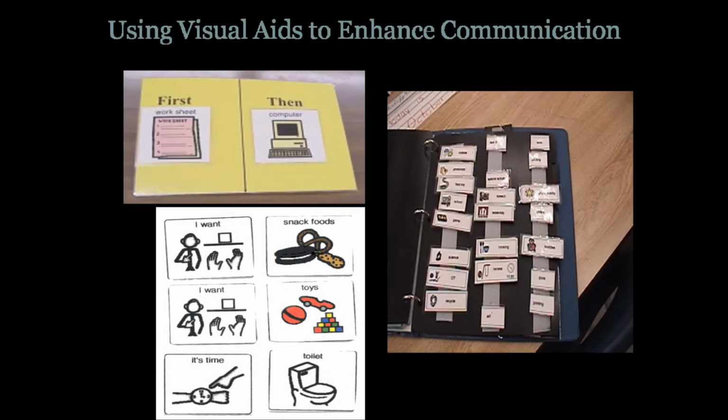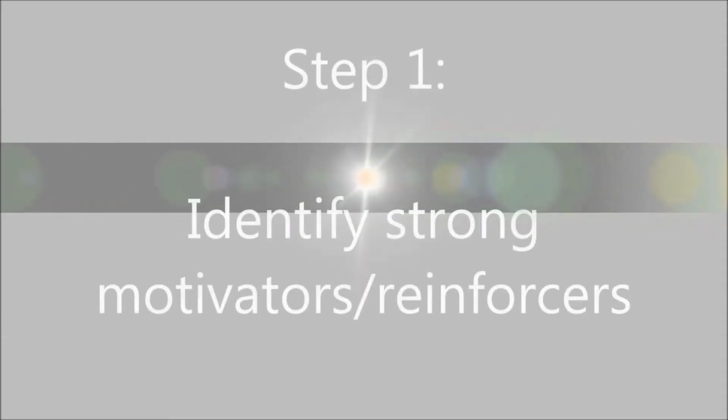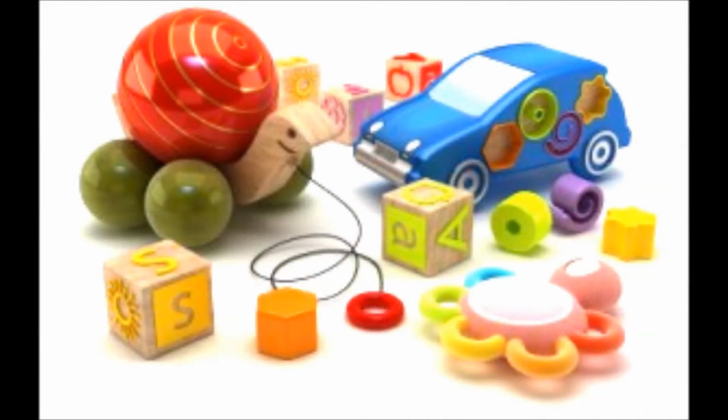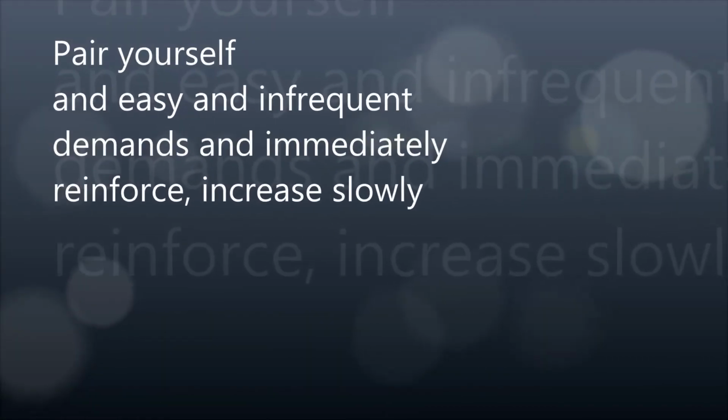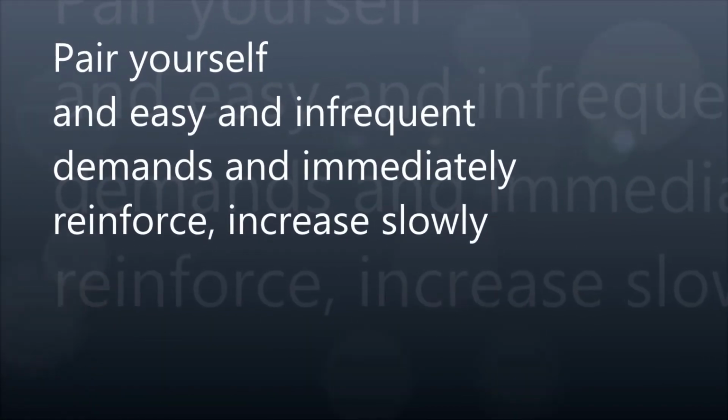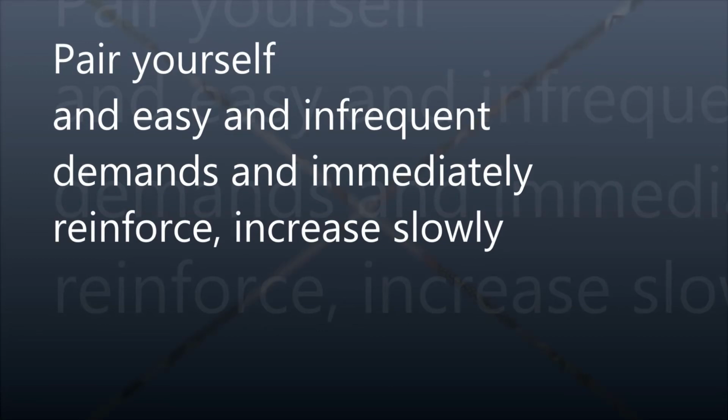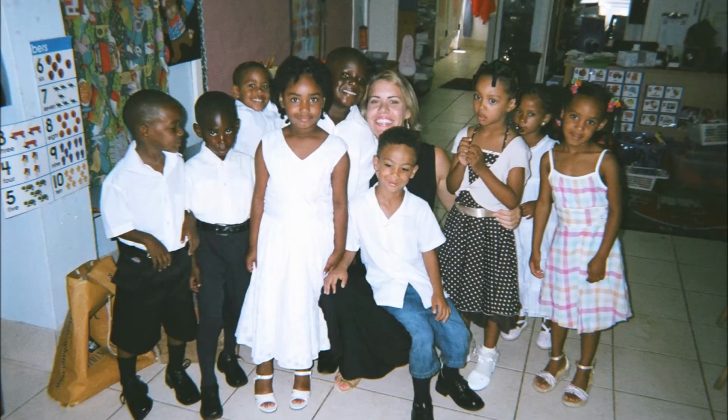So some basic teaching skills and methods that I like to talk about are beginning with step 1, where you identify strong motivators and reinforcers for the child. So this can be a game, it could be tickles, perhaps it's a sticker. You want to pair yourself with these reinforcers, and therefore the child will approach you to receive these reinforcers. Start with easy and infrequent demands and slowly increase and reinforce the child for following your demands.